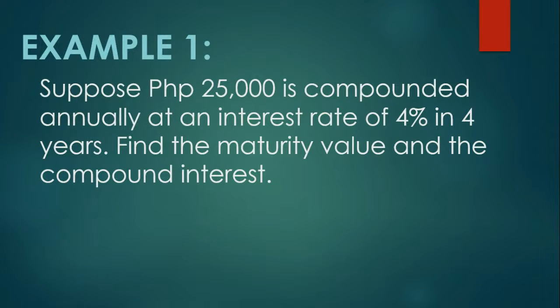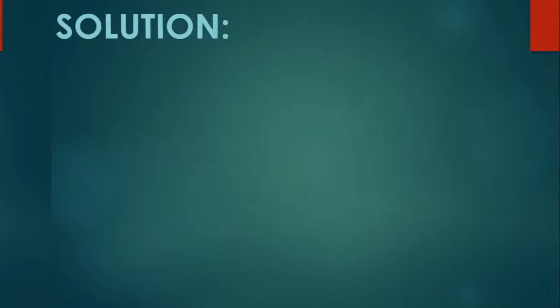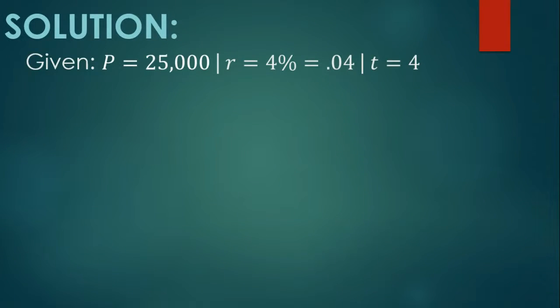So we have this example 1. Suppose 25,000 pesos is compounded annually at an interest rate of 4% in 4 years. Find the maturity value and the compound interest. So let's identify the given. The principal here is 25,000, the interest rate is 4%, and the term is 4 years. So our solution, we identified the given. P is 25,000, the rate is 4%, so we convert this first into its equivalent decimal form. So we move the decimal point twice to the left, it will give us 0.04, and the time is 4.